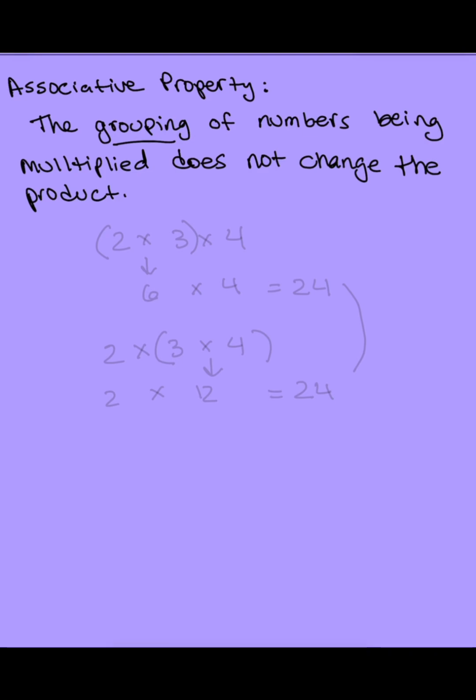So if you had 2 times 3 times 4, if I grouped the 2 and 3, so I multiply them first, I get 6 times 4 equals 24. But if I grouped the 3 and the 4 instead, I multiply that first and I get 12, and 2 times 12 is also 24. So just like with addition, with multiplication, grouping the numbers being multiplied doesn't change the product.